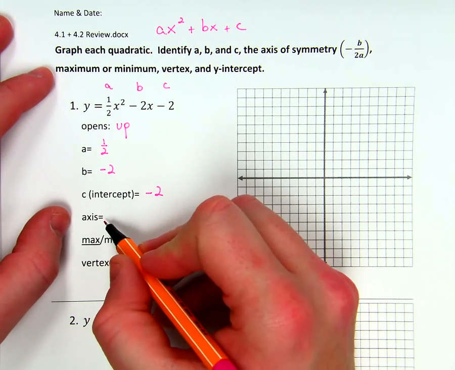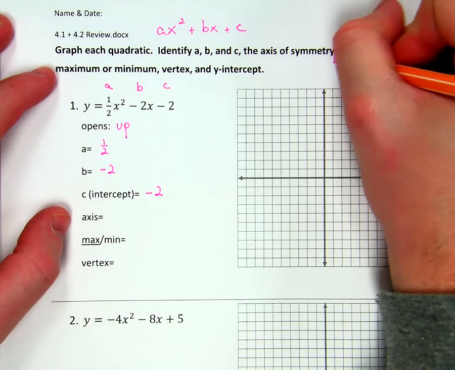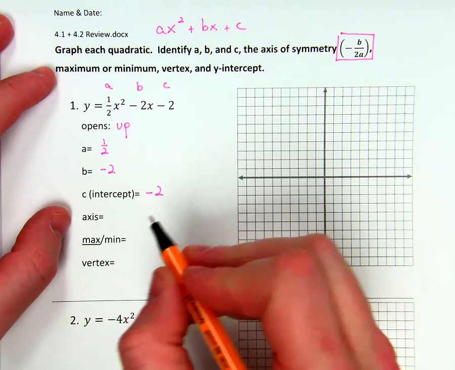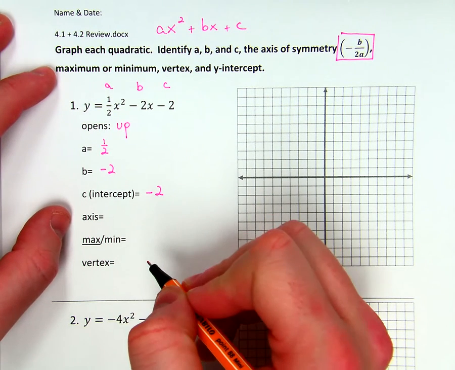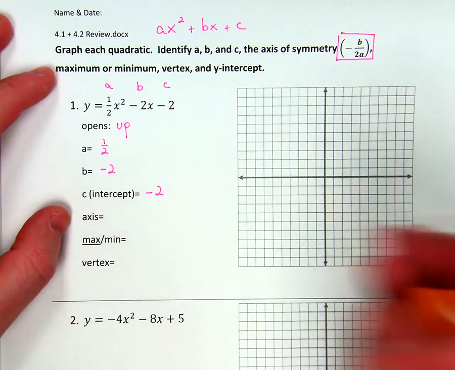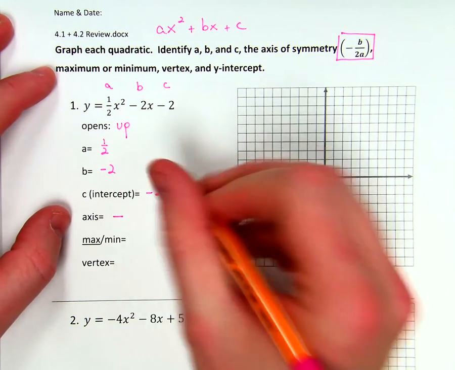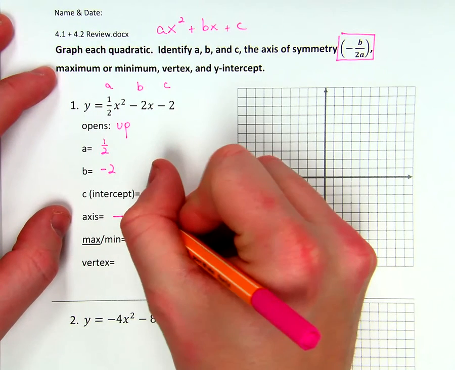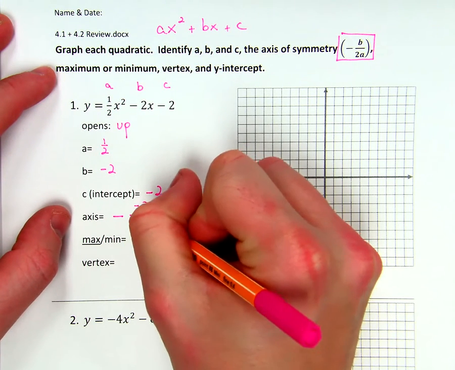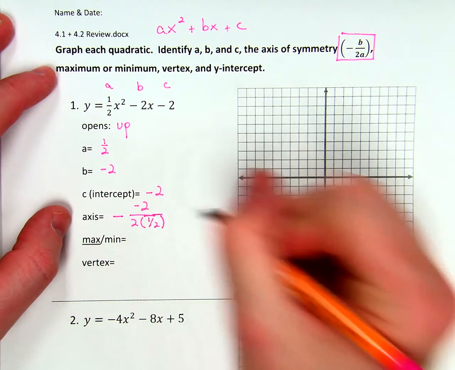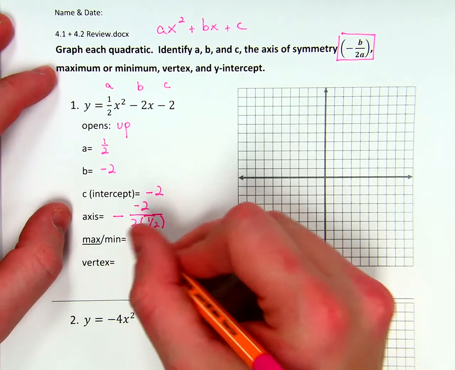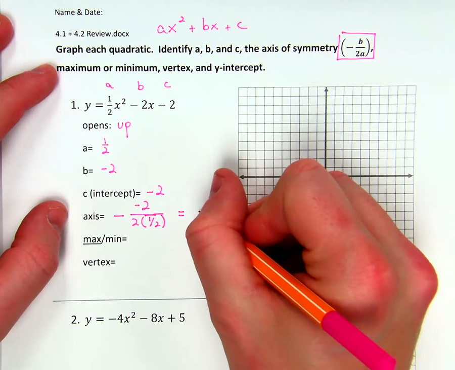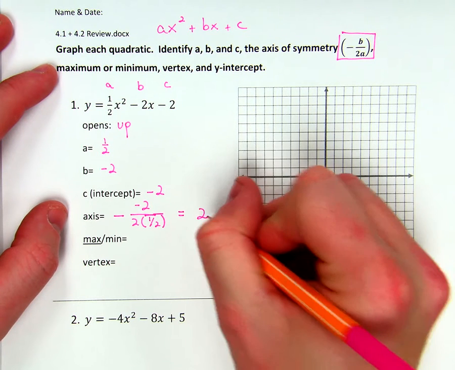To find the axis of symmetry, you'll use this formula that's written on the page, -b/2a. Remember that the axis of symmetry is a vertical line that splits the quadratic in half. To find the axis of symmetry, you enter the proper variables into the formula, and at this point it's calculator friendly. You can just type this into your calculator and it will spit out the answer. The answer that I get in my calculator is 2.